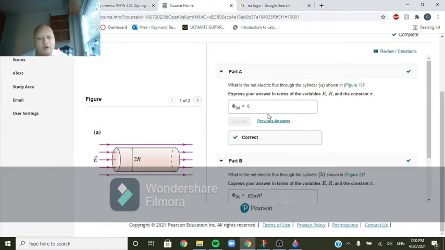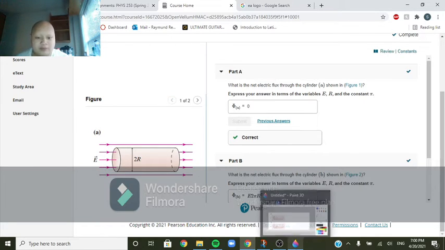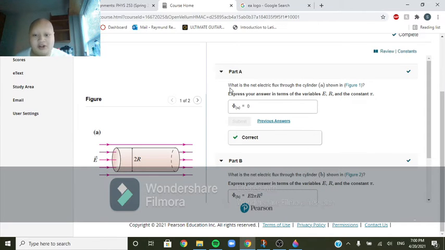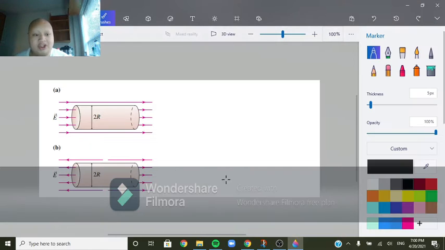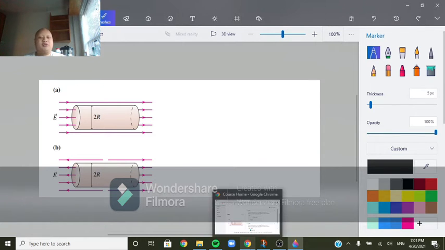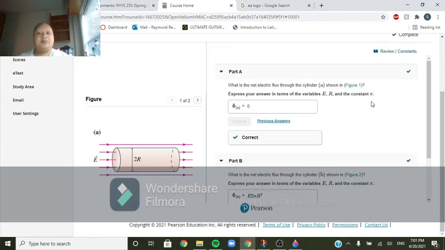So for problem 24.16, we're looking for the electric fluxes between two cylinders with different electric fields. For part A, we're looking at cylinder A, and I'll show you why the answer is zero. Here's cylinder A. The field is going parallel to the cylinder. We have to put the answer in terms of E, R, and pi.